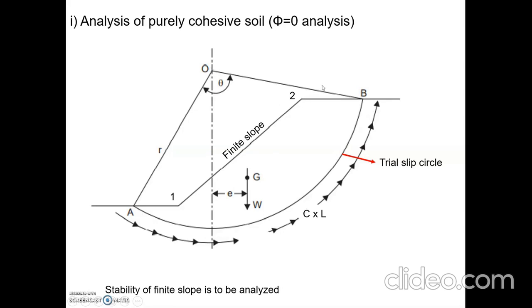And we assume that this trial slip circle is at a radial distance r from the center of rotation, that is point O. And angle AOB is equal to theta. The length of AB is taken as L and C is unit cohesion. W is the weight of the soil acting through the center of gravity, that is point G. And the weight of the soil mass is acting at the distance E from the center of rotation O.